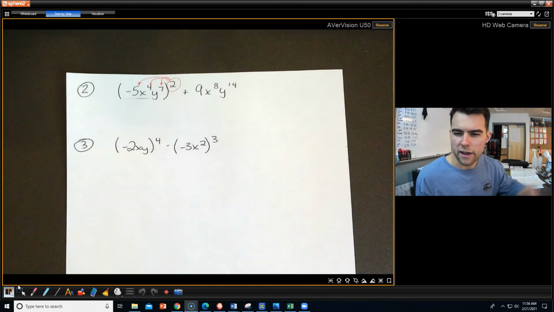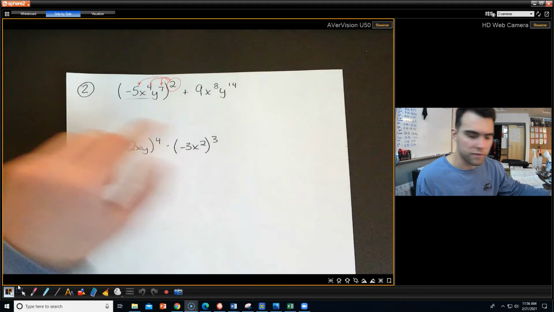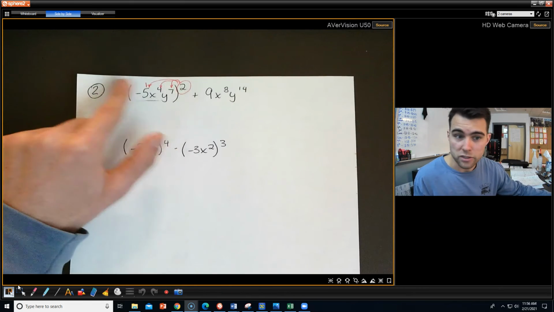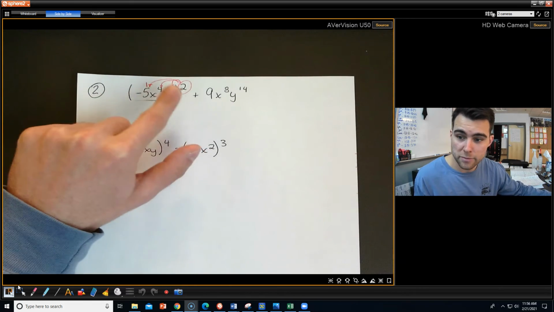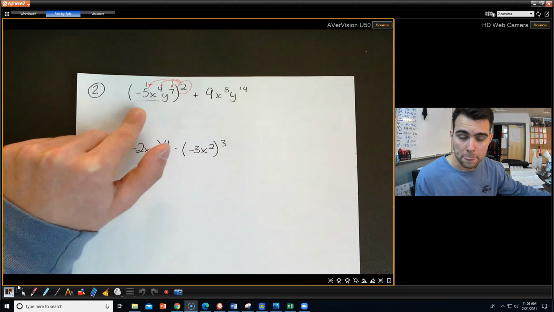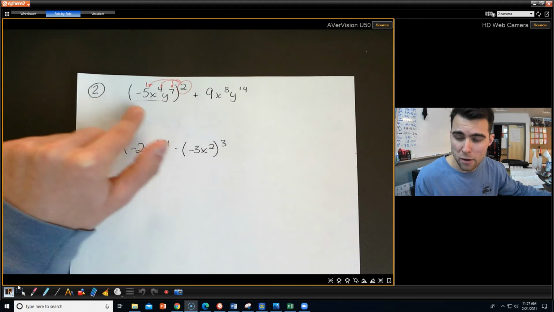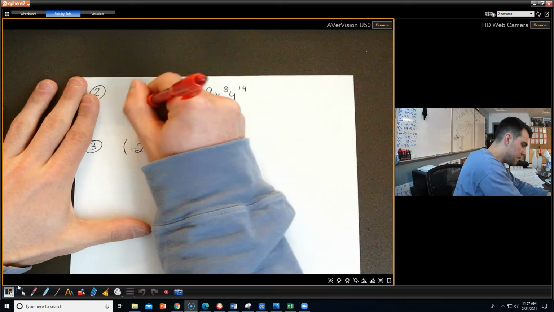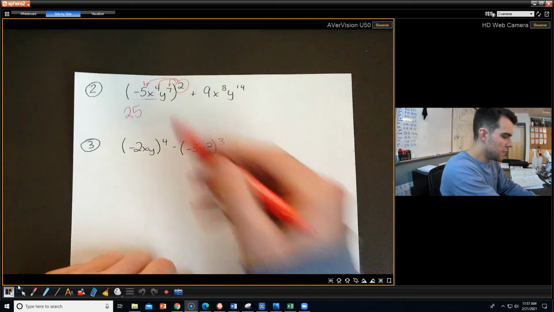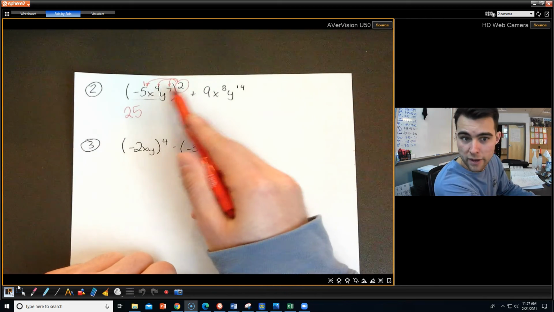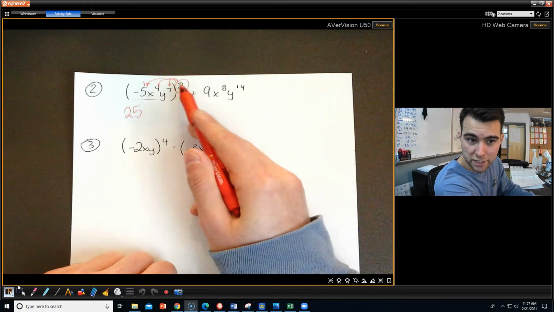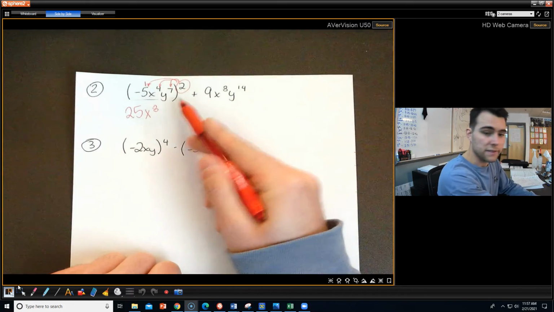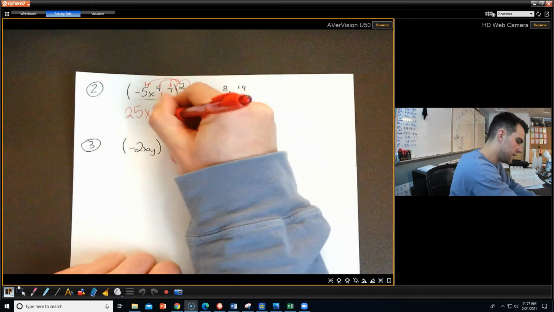I'm not doing negative 5 times 2. I'm doing negative 5 to the 1st power times 2, right? Because this is a power rule, the 1 and the 2 are going to multiply. So this is negative 5 to the 2nd power. Negative 5 times negative 5 is a positive 25. X to the 4th times the 2nd power, that's going to be x to the 8th. Because you're multiplying, and this guy's going to be y to the 14th.